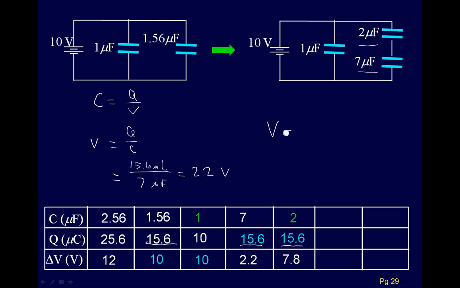If I do the other one, it's the same equation: the 15.6 microcoulombs over the 2 microfarads. What's nice is the micro part just cancels out, so you can even forget about it. I get 7.8 volts. So I get those two, two pieces of information I had to solve with the equation. Now here's another nice little trick to check yourself: the voltage drops across these two capacitors should equal the voltage drop of the one from before. So 2.2 plus 7.8 equals this 10. That's another way to check yourself.